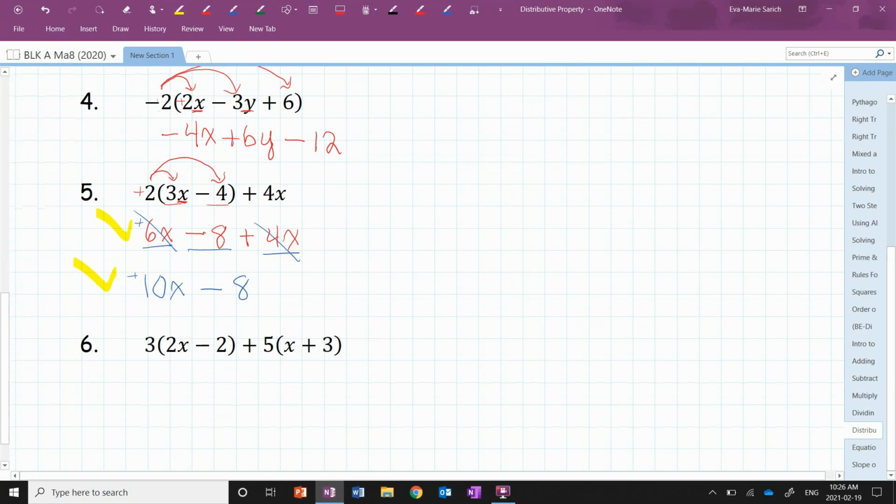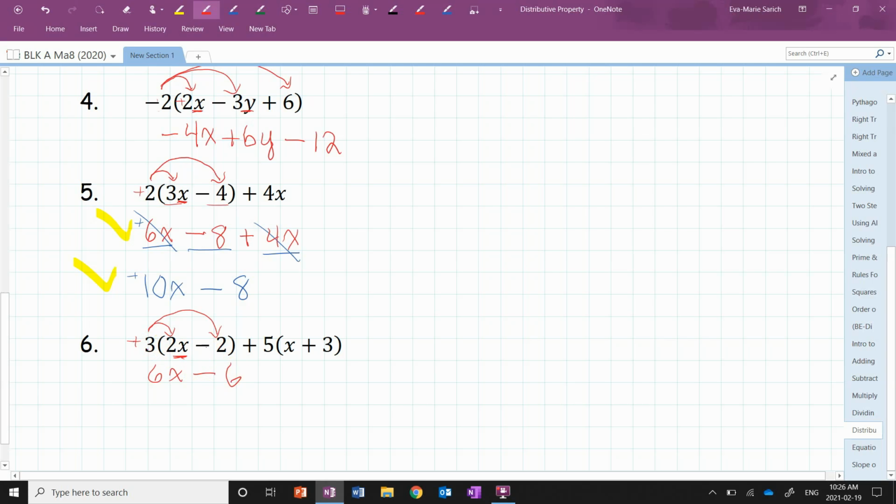Okay? Let's look at another example. This one's a little bit tougher because we have 2 brackets to remove. So the 3 is going to multiply the 2 parts inside. So 3 times 2 is 6, times the x gives us 6x. Go to the next one. Invisible positive times a negative gives us a negative. And 3 times 2 gives us 6.